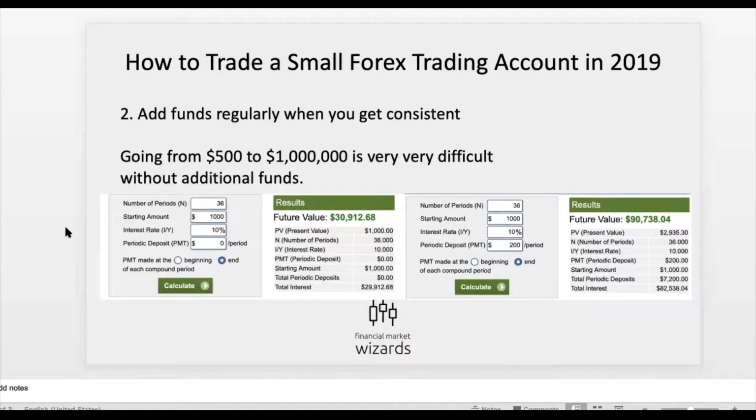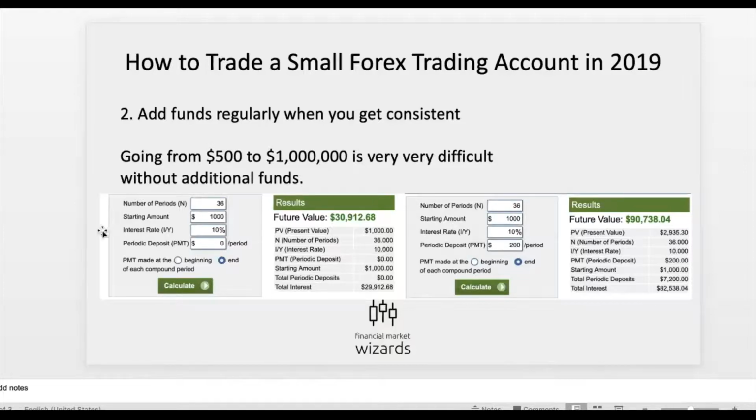So take it gradual. If you need to increase your position size, maybe you start off at 0.1, maybe you are profitable for 2 months, then you increase it to 0.2, slowly. Take it slow. Don't jump from 0.1 to 2 standard lots, as I said.